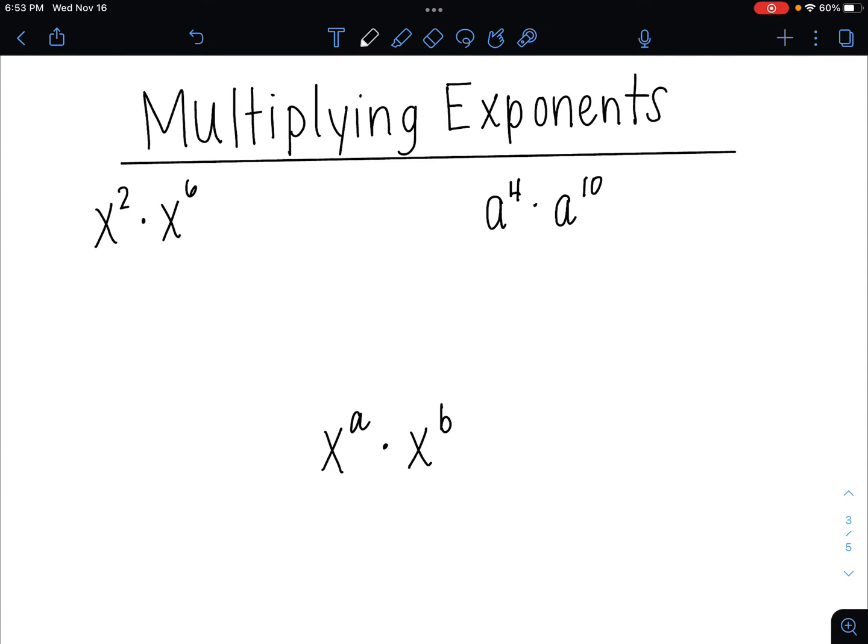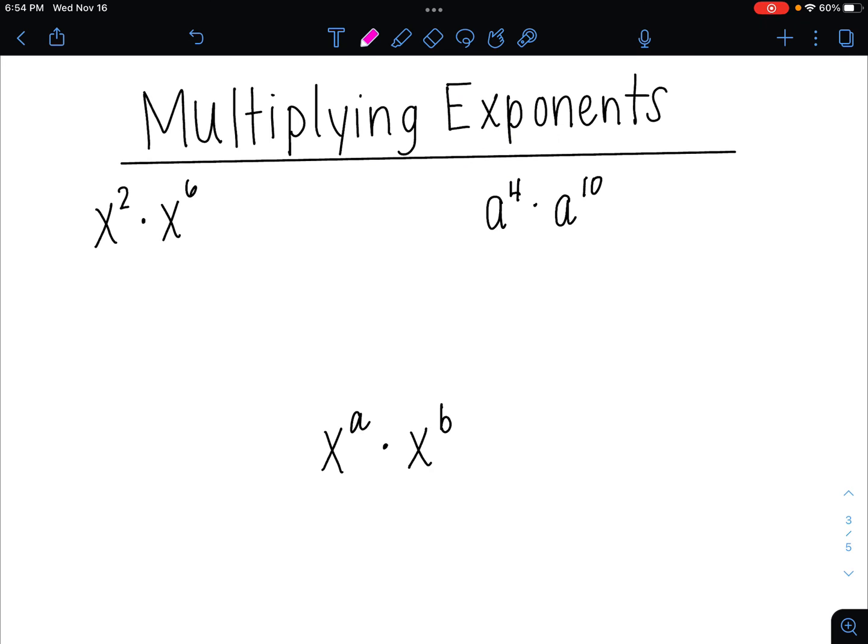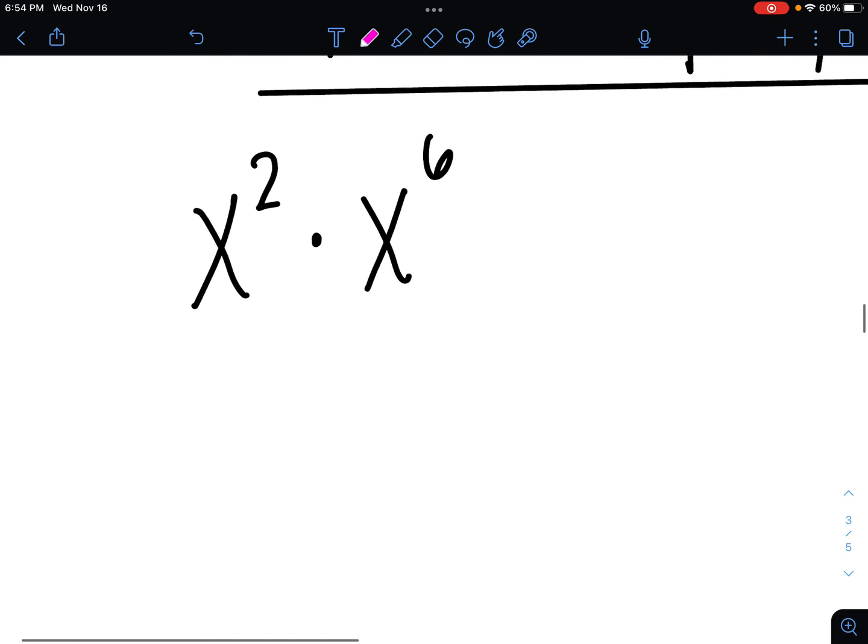All right. We are going to do a little bit of work with multiplying exponents. And in order to figure out what the rule is, we're going to talk about what each of these look like in expanded form. So, for example, this first one here, we have x to the second power multiplied by x to the sixth power.